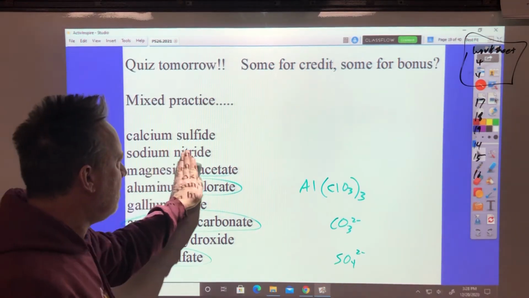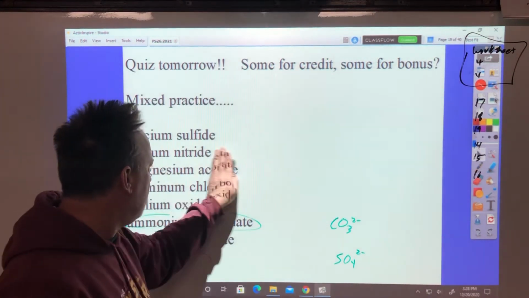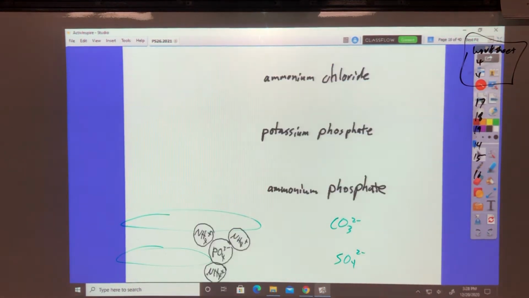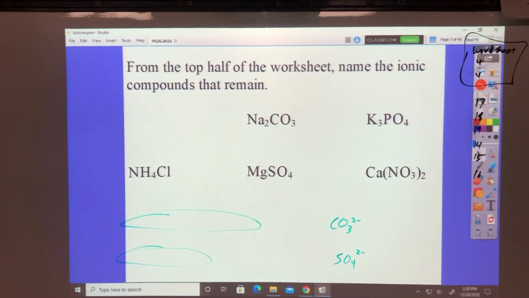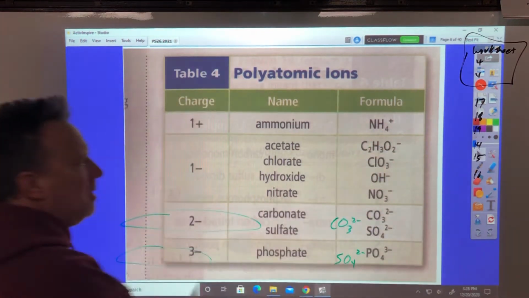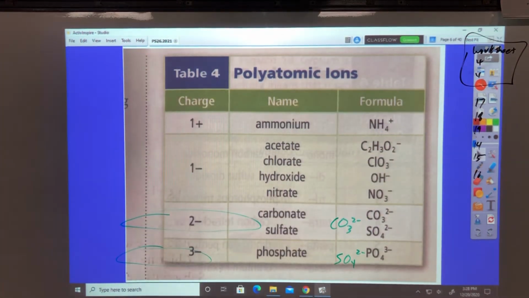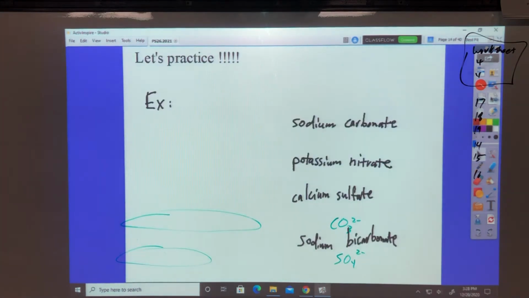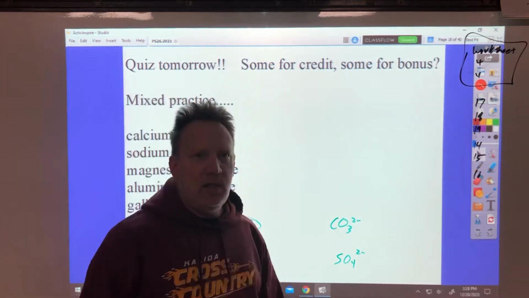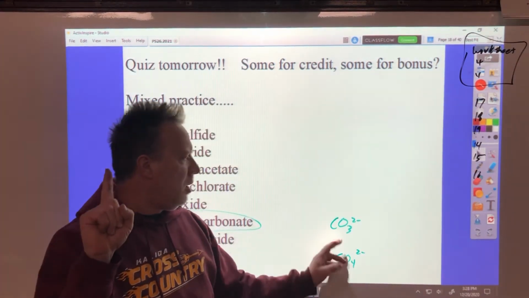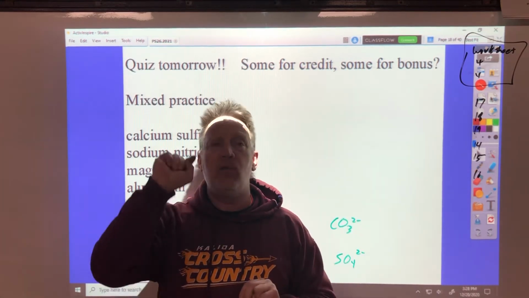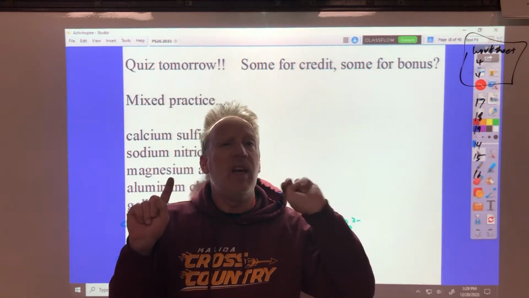Okay, then ammonium carbonate. If you go back to that table that I got those off of, ammonium is the one polyatomic ion that you're looking at that's positive. And ammonium is positive 1. So ammonium gives 1, carbonate took 2. This is not a match. Ammonium gives 1 valence electron, carbonate took 2 valence electrons.